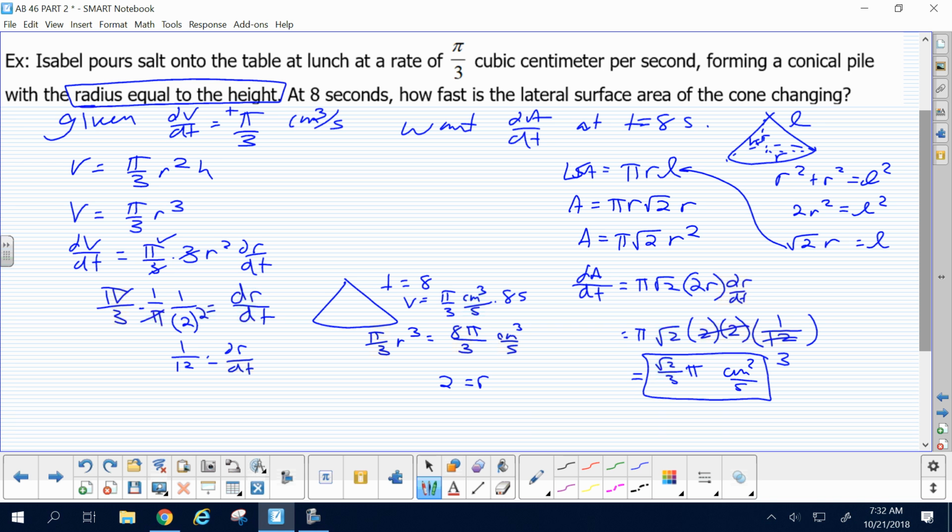All right. That then required an in-between relationship. You'll have one like that on the homework. Hopefully that'll get you started.